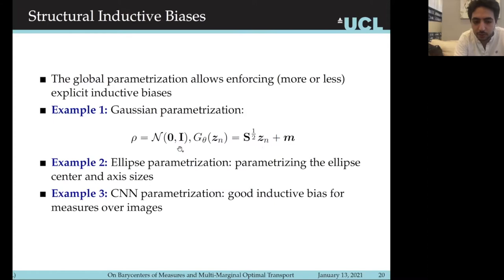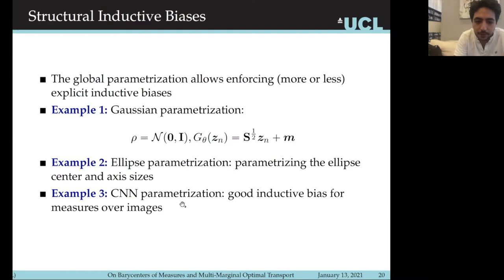Let's say now another example, which we're going to see later. We want to compute the barycenter of ellipses, and we know, because it's been well studied in a lot of barycenter papers, that the barycenter of ellipses is going to be an ellipse. What we can do is parameterize an ellipse and learn the center and the axis, basically. And again, that allows having a global parameterization instead of a local one.